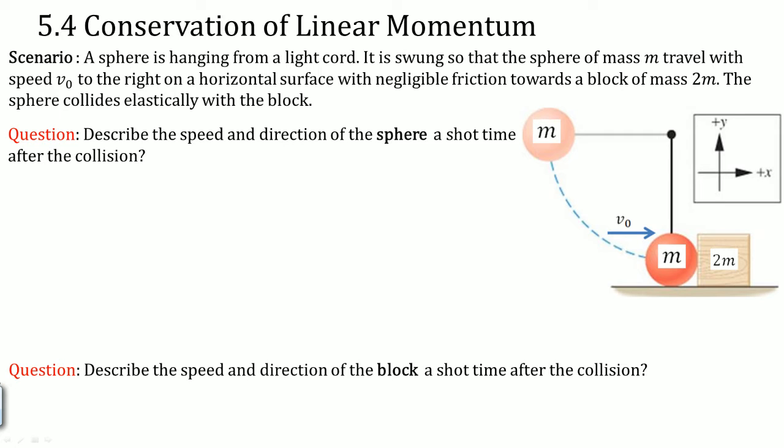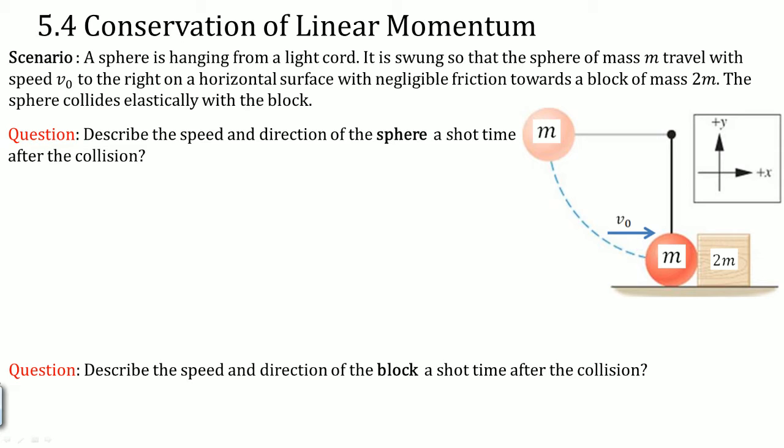Scenario. A sphere is hanging from a light cord. It is swung so that the sphere of mass m travels with a speed v0 to the right on a horizontal surface with negligible friction towards a block of mass 2m. The sphere collides elastically with the block. Question. Describe the speed and the direction of the sphere a short time after the collision.